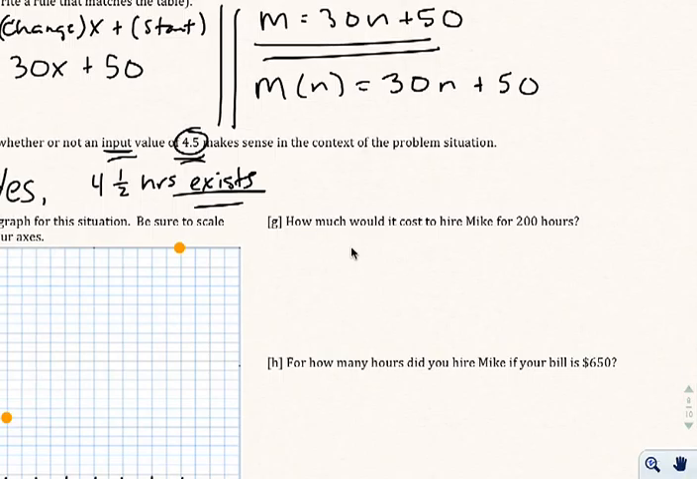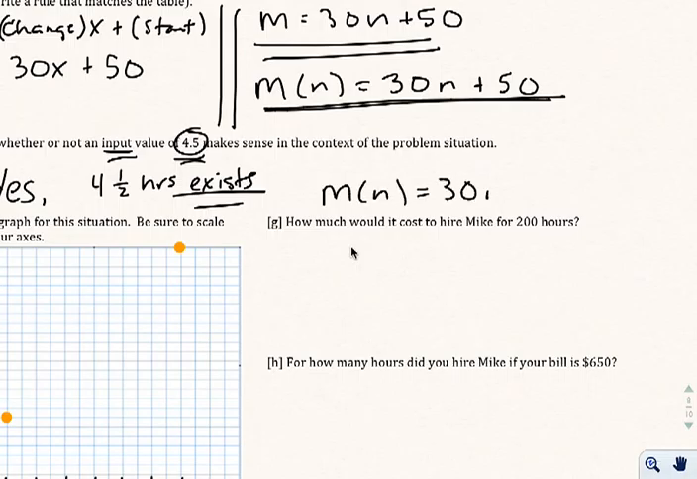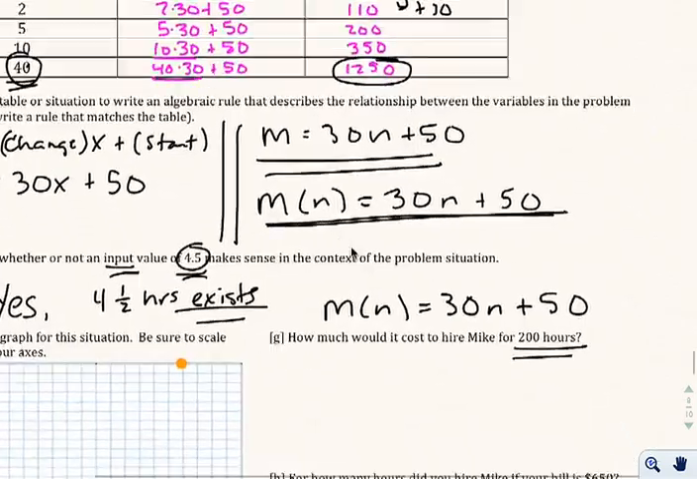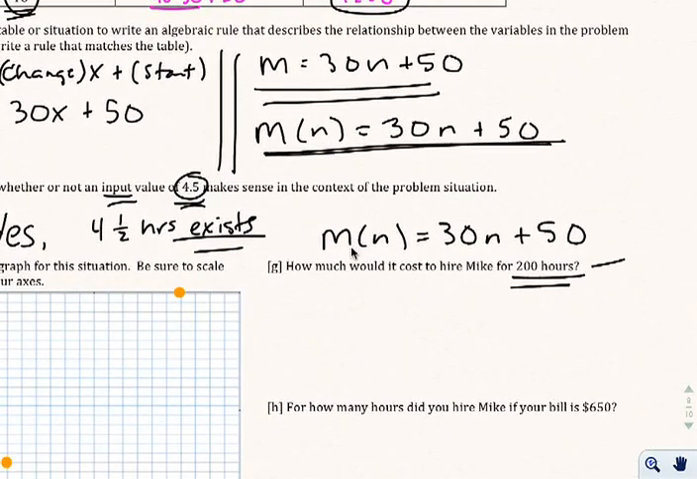Well, again, I'm going to point out I have my rule right here. So if I know the rule, m of n is going to take the input times 30 and then add 50 to it. 200 hours, well, we identified that as an input. It's number of hours tutoring, independent variable is going to be hours. So what we're actually told is that that's an n value. So if I'm looking at the function, we're looking at the function m of 200, which says I'll take the input, multiply it by 30, and then add 50 to it.